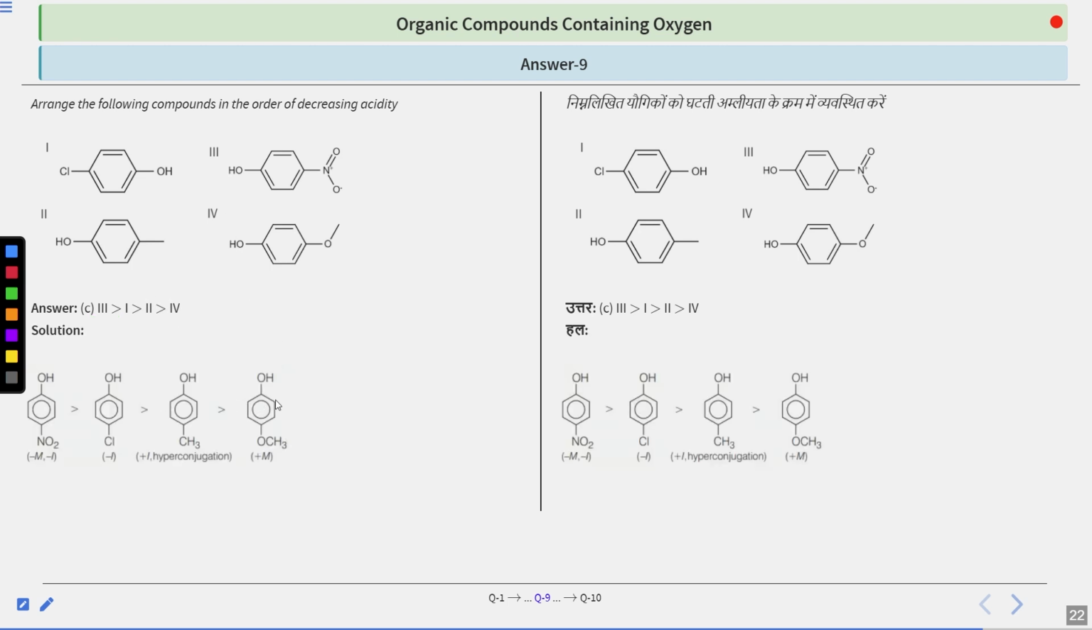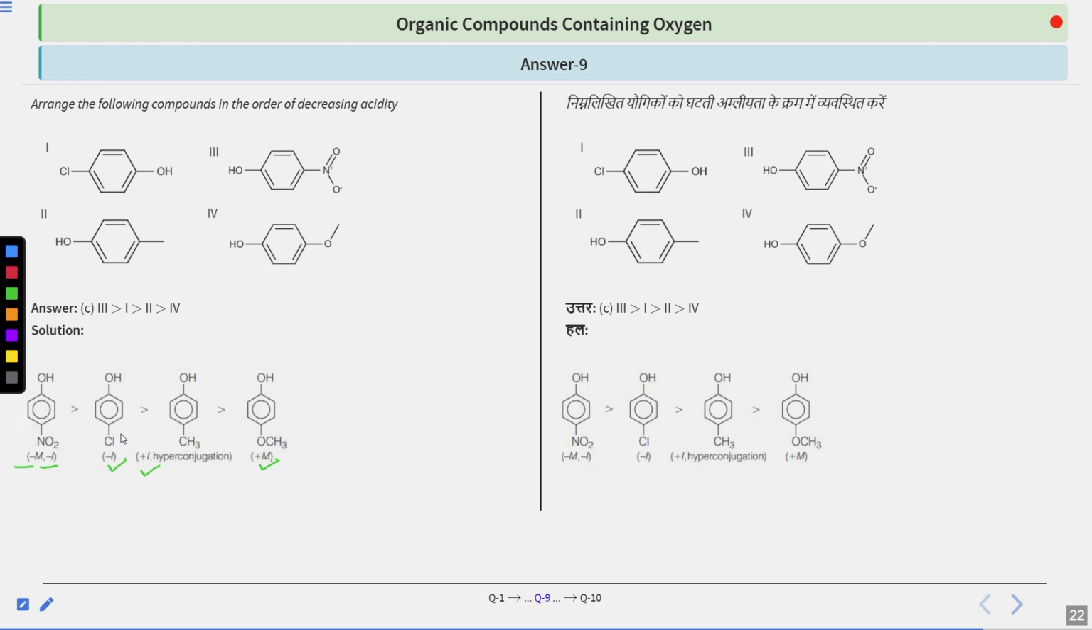So these are our four structures. The third structure, having OH and NO2 group attached to it, will show the minus M and minus I effect. While the benzene ring attached to hydroxyl and chlorine shows the negative I effect. And the benzene attached to OH and CH3 group has the plus I and hyperconjugation effect, and the OCH3 and OH group attached to the benzene has the plus M effect. So it will depend on the inductive effect and mesomeric effect shown by these four structures.